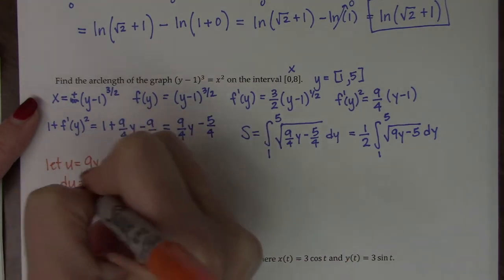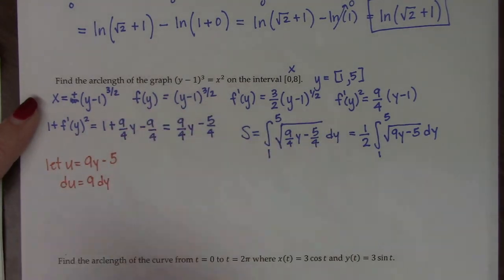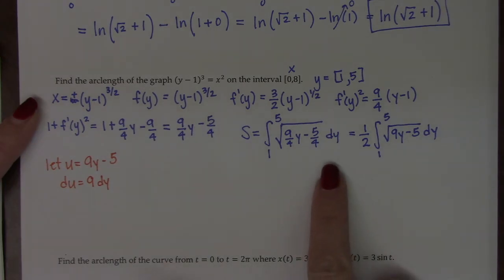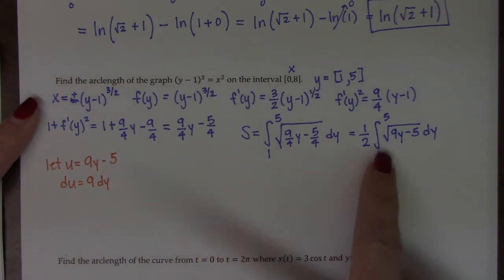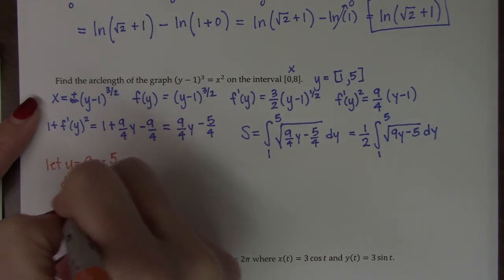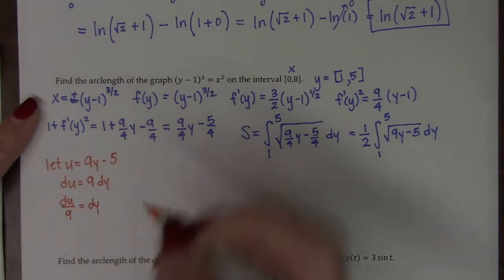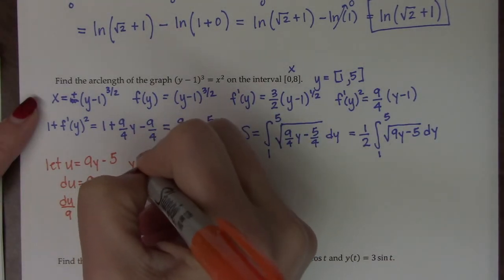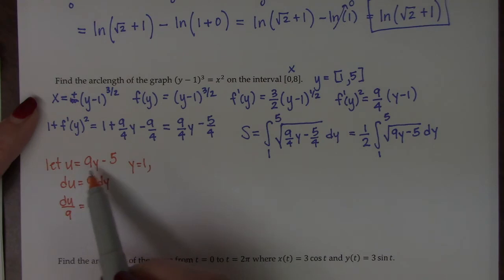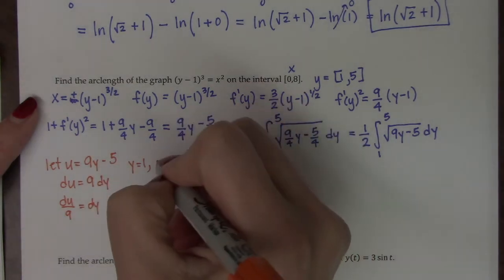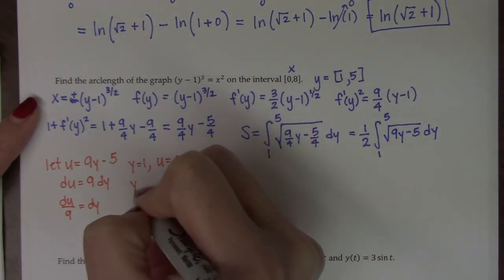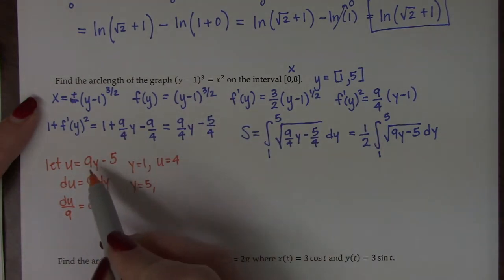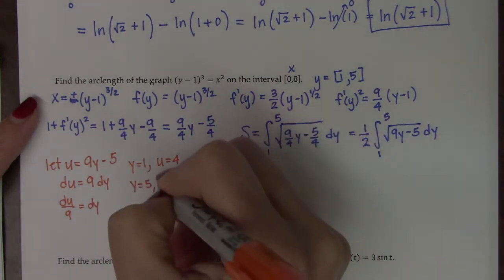That means my du is just 9 dy. Well, I don't really have a 9 dy in here, so I'm just going to solve this for dy. So when I translate this into variable u, I'm going to replace dy with du over 9. I'm also going to go ahead and change the bounds. So when y equals 1, if I plug 1 into this expression, I'll get 9 minus 5, which is 4. So u is 4. And when y equals 5, well, 9 times 5 is 45, minus 5 is 40.